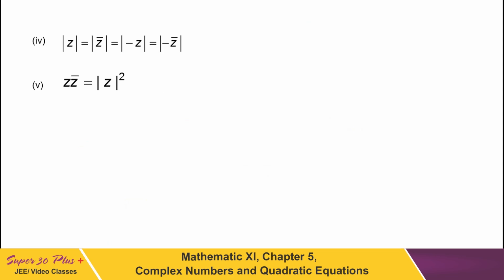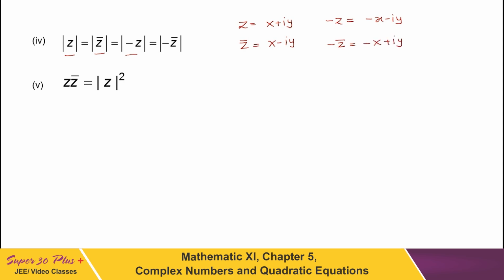Property number 4 is here. Mod of z is equal to mod of z bar, which is equal to mod of minus z, and it is equal to mod of minus z bar. Let z be equal to x plus iota y. Then what is z bar? z bar will be x minus iota y. What is minus z? Minus z is minus x minus iota y. And what is minus z bar? It is minus x plus iota y.